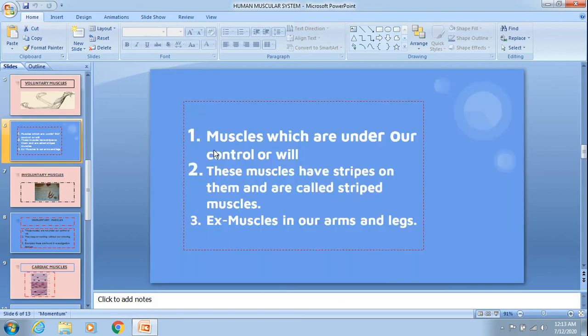In this slide, let us read a few more points related to voluntary muscles. Muscles which are under our control or will are known as voluntary muscles. These muscles have stripes on them and are called striped muscles, right? They have alternate dark and light bands. Example: muscles in our arms and legs. These are voluntary muscles because they work according to our will.